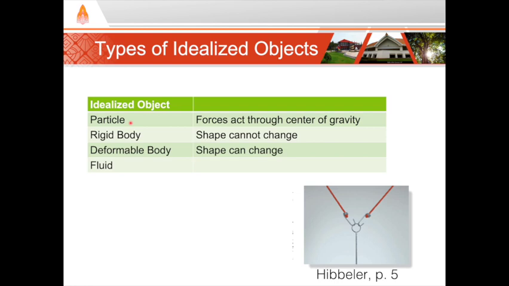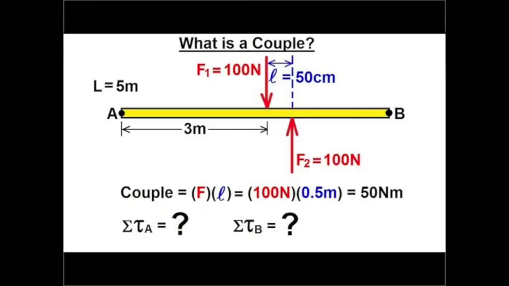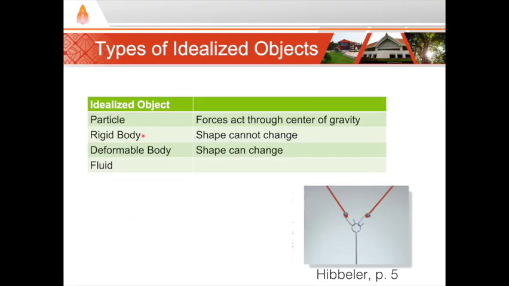A rigid body is an object that cannot be considered a particle because it is larger or because the forces are not through the center. In a rigid body, the forces do not act through the center of gravity. So for example, this rod has forces acting on the left side and on the right side, and these forces may cause the object to rotate. However, in a rigid body, the object is rigid and it will not change shape.